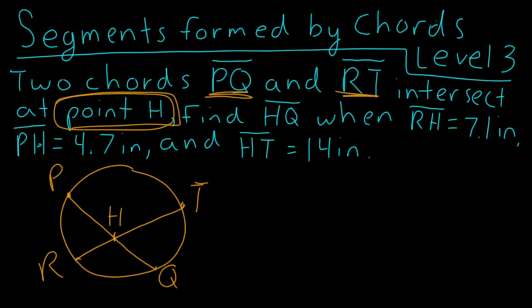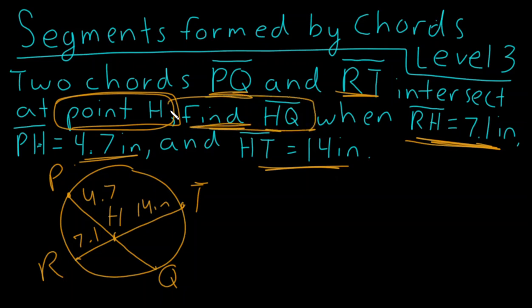And let's go ahead and see what we know here. First, we know that RH is equal to 7.1 inches. So let's go to RH and let's write 7.1. We know that PH is 4.7, so I'll go right there and write 4.7. And we know that HT is 14 inches, so that's 14 inches right there. Lastly, I look at what the question is asking for. It wants me to find HQ. So let's go to HQ and let's just put an X.